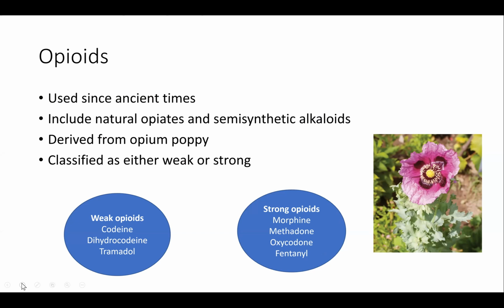So yeah, opioids are natural products. They are derived from opium poppy. And as I've mentioned with the WHO ladder, they're classified as weak and strong opioids. So weak opioids, we have codeine, dihydrocodeine, and tramadol. Then the strong ones, we have morphine, methadone, oxycodone, and fentanyl. Next.